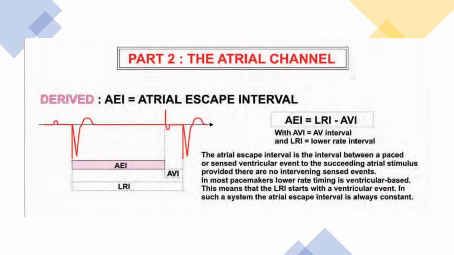If this time ends without a native P wave, the pacemaker will fire the pacing spike in the atrium, causing atrial pacing and getting this new P wave, and then conduct it to the ventricle. So the atrial escape interval, or the VA interval, is the time it will wait from the ventricular event until it paces the atrium if no atrial events occur. And we can't control this interval. It's just the difference between the lower rate interval and the AV interval. If I want to change it, I must change either this or this.